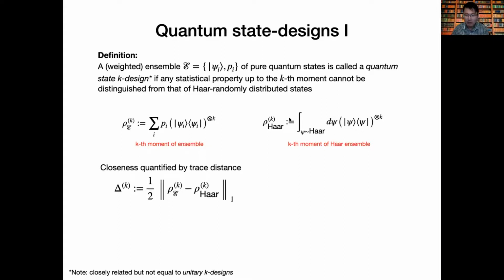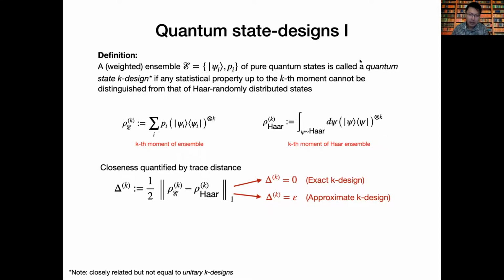We form the corresponding kth moment of the Haar random ensemble, where the states are drawn uniformly from the Haar distribution. And then we can compute some sort of distance between them. It's not too important to know what the distance is, but this is given by the trace distance. And if this distance is 0, then it forms an exact K design. And if it's epsilon, it forms an approximate K design.